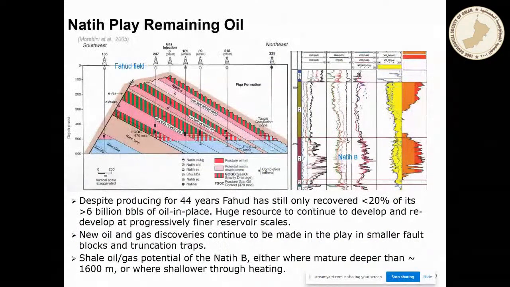So we said that a lot of the oil in the Natih formation is still not produced, and one of the main reasons for that is that the reservoir in carbonate especially tends to be very complex, not only because of facies, the type of rocks, but also because of fracturing and faulting, because carbonates tend to be more prone to being fractured and faulted.